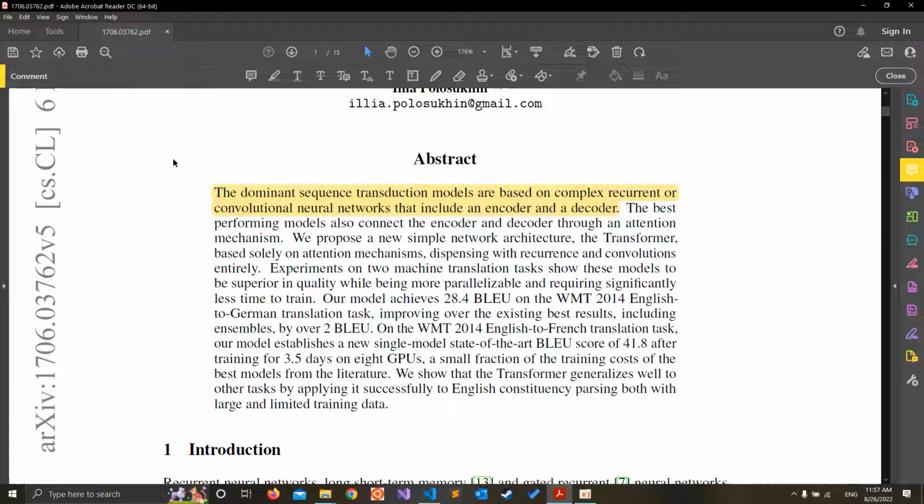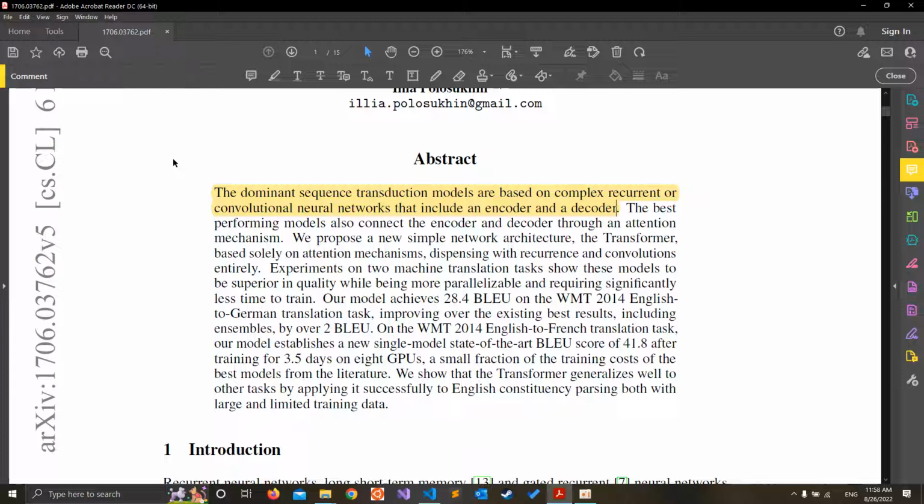The best performing models also connect the encoder and decoder through an attention mechanism. We propose a new simple network architecture, the transformer, based solely on attention mechanism. What they're saying here is that those recurrent neural networks that were used in the language models before transformer architecture were using attention mechanism, and they were based on the sequence that recurrent neural network sees. As we know, recurrent neural networks see a sequence or word, it sees a word at a time.